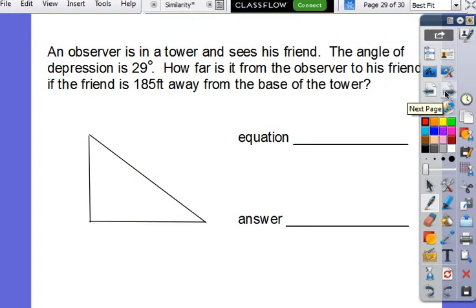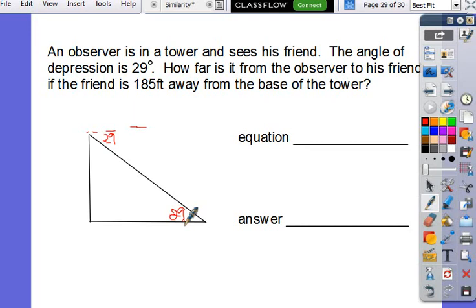All right, an observer is in the tower and sees his friend. The angle of depression is 29. Where does that 29 go? Bottom right. It starts right there, but we're going to put it in the triangle down there. So angle of elevation, angle of depression, both go in that bottom corner.